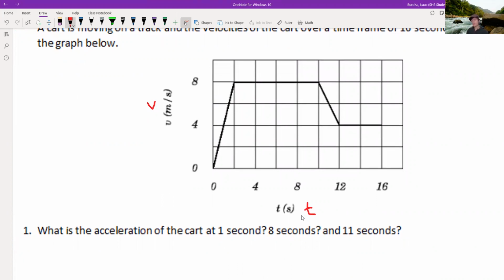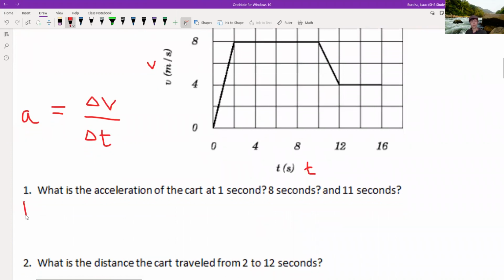Well, I don't know why this question's on here. This doesn't really have to do with momentum, but whatever. Acceleration equals change in velocity over change in time. That's more of a kinematics topic. So all we have to do is look at, well, if we need v divided by t, that means we look at the slopes.